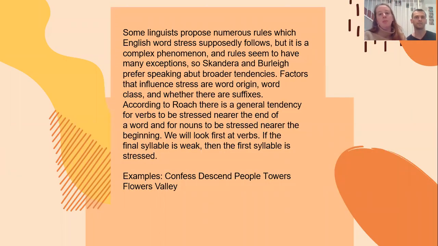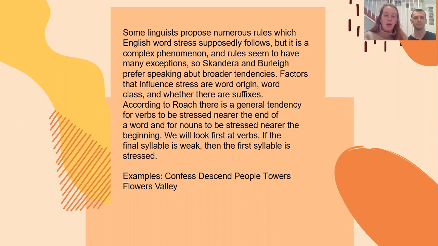Some linguists propose numerous rules, which English word stress supposedly follows. But it is a complex phenomenon, and the rules seem to have many exceptions. So Skandera and Borley prefer speaking about broader tendencies. Factors that influence stress are word origin, word class, and whether there are suffixes. According to Roach, there is a general tendency for verbs to be stressed near the end of a word and for nouns to be stressed near the beginning.